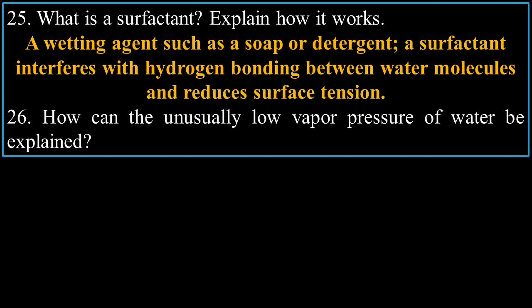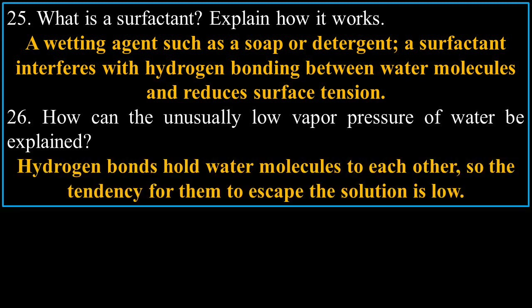So that's it. How can the unusually low vapor pressure of water be explained? Well, water molecules do not go in the air very well, and so that keeps the vapor pressure very low. Hydrogen bonds hold water molecules to each other, so the tendency for them to escape the solution is low.